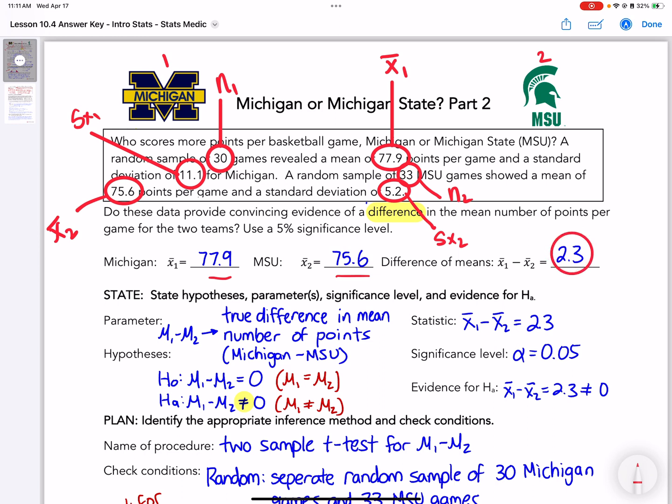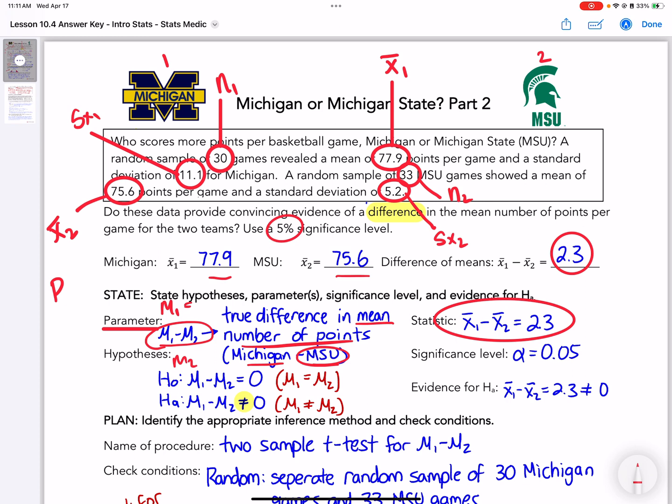All right, so when we do our hypothesis, remember, we're still going to be doing our PHANTOMS. The P is parameter. And then my parameter, you can either go mu1 is equal to the mean number of points of Michigan, and then you could say mu2 is the mean number of points of Michigan State. Or you could do what I did here and go mu1 minus mu2 is the true difference in mean number of points of Michigan minus Michigan State. The statistic that I have is the actual data that we have per the game, and that was x1 minus x2 equals 2.3. The significance level is 0.05, and that was given here.